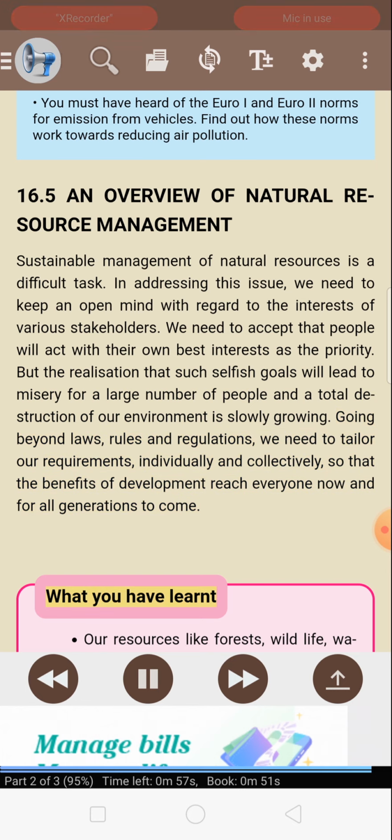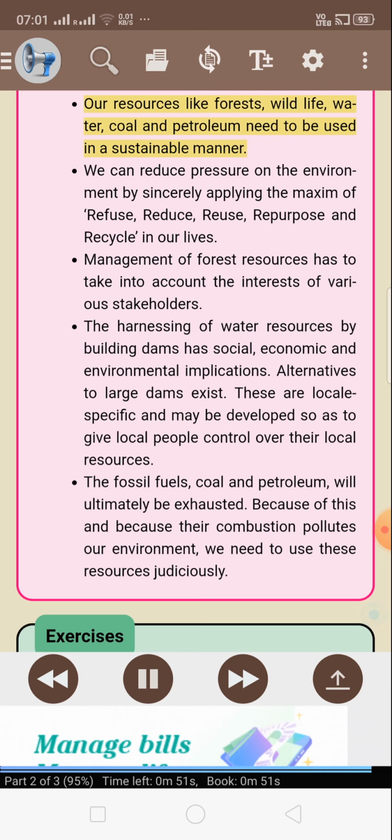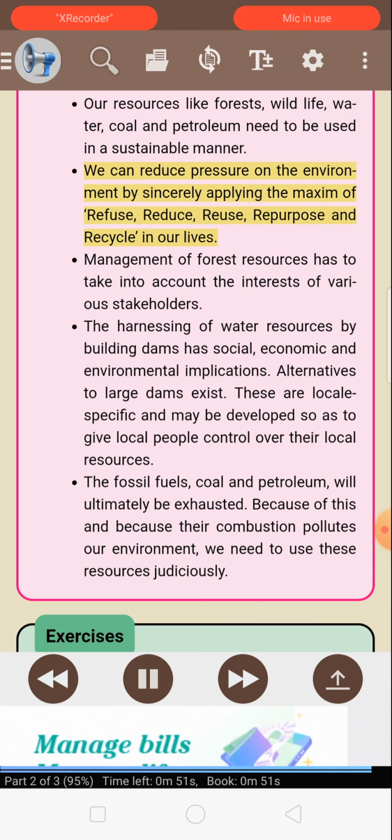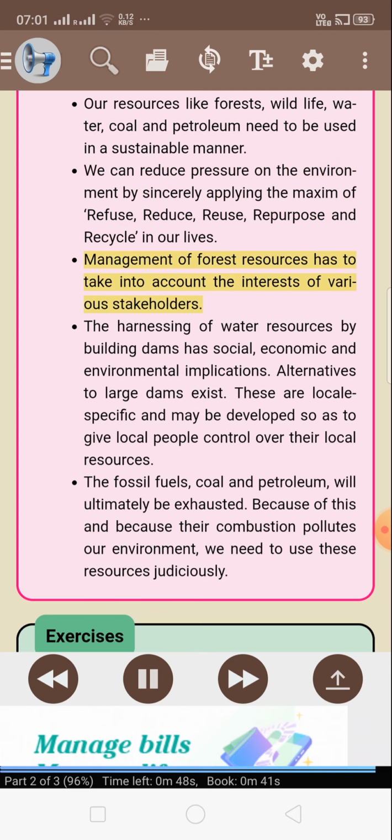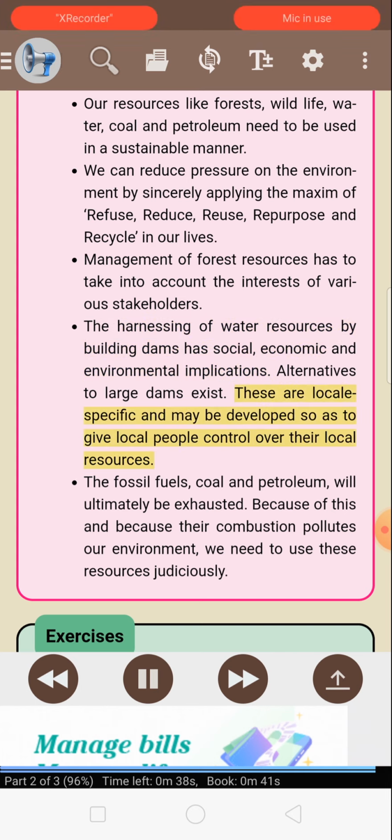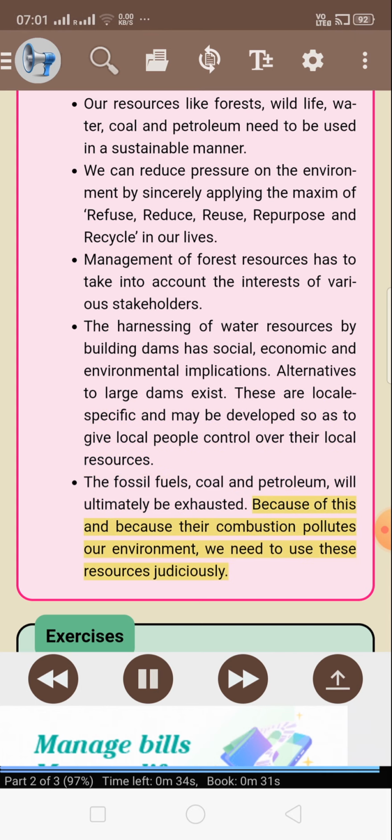What you have learned. Our resources like forests, wildlife, water, coal, and petroleum need to be used in a sustainable manner. We can reduce pressure on the environment by sincerely applying the maxim of refuse, reduce, reuse, repurpose, and recycle in our lives. Management of forest resources has to take into account the interests of various stakeholders. The harnessing of water resources by building dams has social, economic, and environmental implications. Alternatives to large dams exist. These are locale specific and may be developed so as to give local people control over their local resources. The fossil fuels, coal, and petroleum will ultimately be exhausted. Because of this and because the combustion pollutes our environment, we need to use these resources judiciously.